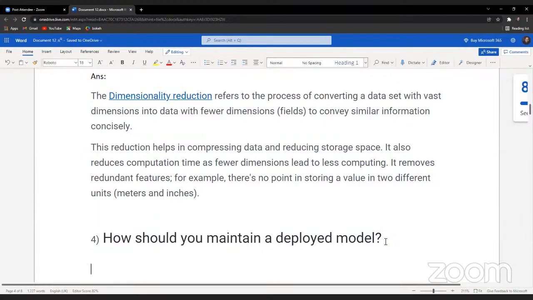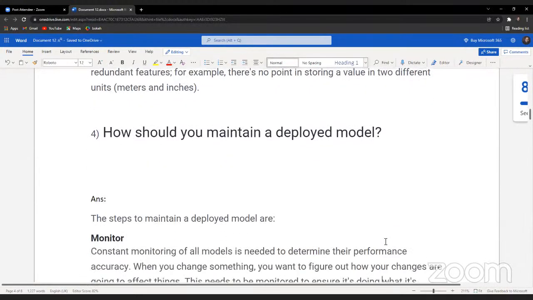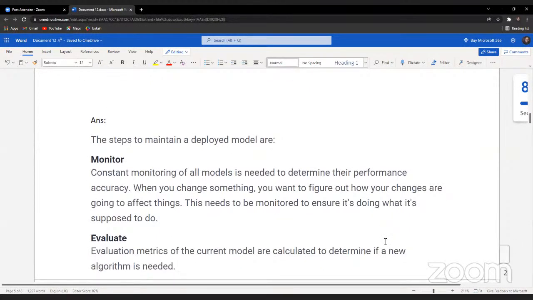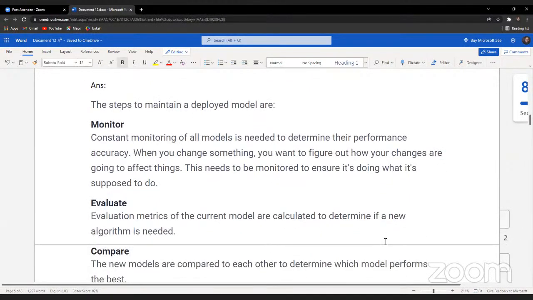Now, as we're looking into this, how should you maintain a deployed model? To maintain a deployed model, these are the steps to be followed. The first step is monitoring, which means constant monitoring of all models is needed to determine their performance and accuracy. So you have to monitor all types of models to know about their performance and to know exactly about their accuracy. When you change something, you want to figure out how your changes are going to affect things.